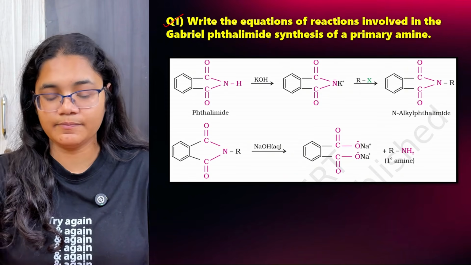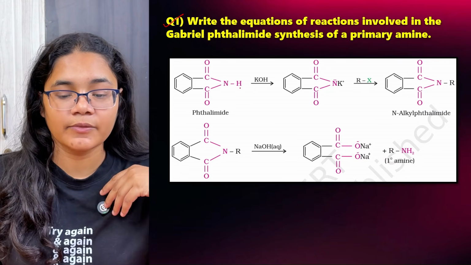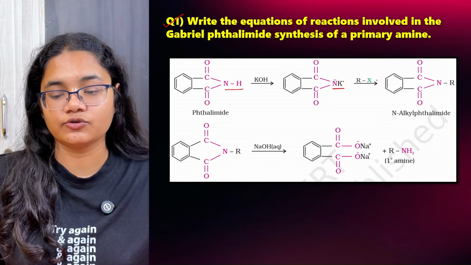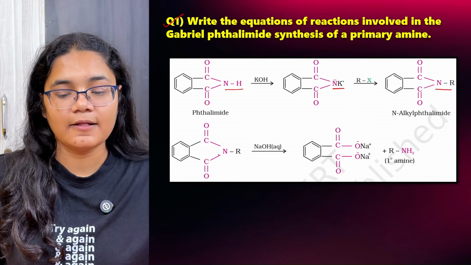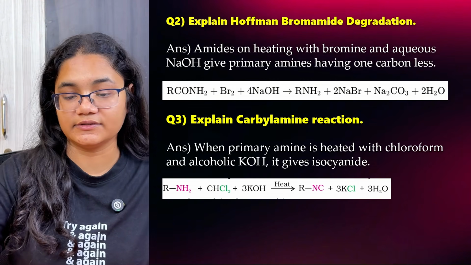This is an important question. It is used to prepare primary amine. So first of all, here we have the imide group. With KOH you get a salt, then with RX you get N-alkyl phthalimide, then there is treatment with NaOH, this breaks here and you get a compound like this.